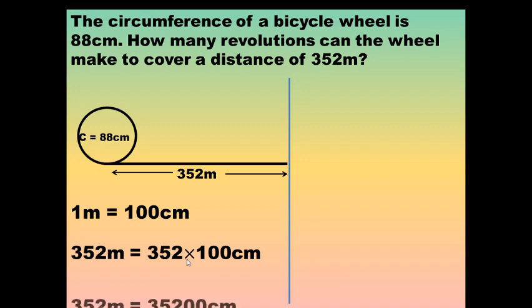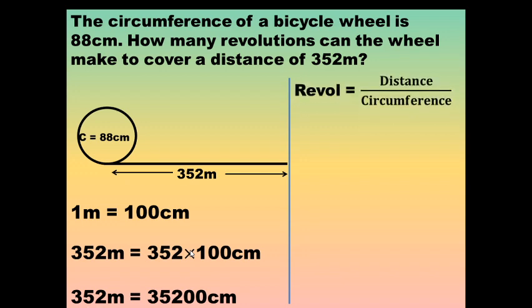Let us simplify and get the answer. So 352 meters is equal to 35,200 centimeters. We are now free to get the number of times the bicycle wheel turned to cover the distance of 352 meters. So let's look at that by saying the number of revolutions equals the distance covered divided by the circumference.